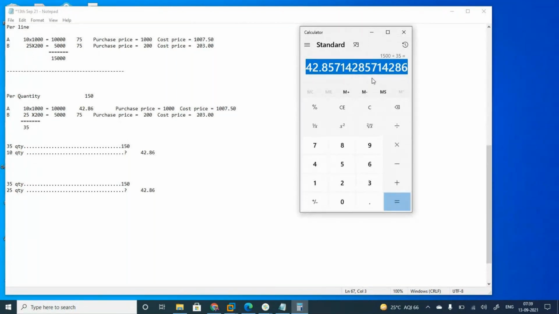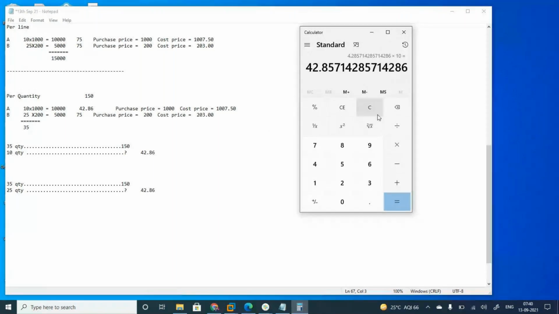Yeah. So 150 shouldn't be. Sorry. So you divided 1500 by 35. Shouldn't it be 150 divided by 35? Yeah. Okay. 150 divided by 35. This is for 1, multiplied with 10. Am I right? Okay. All right.